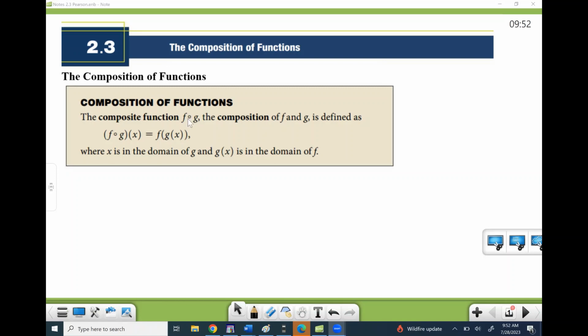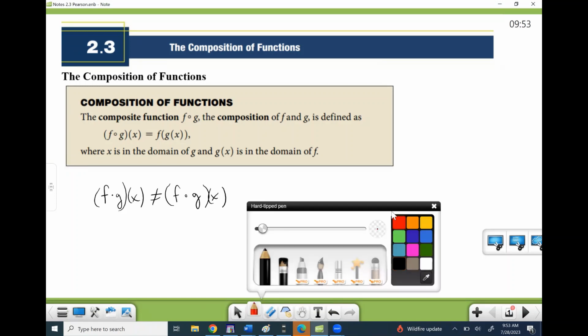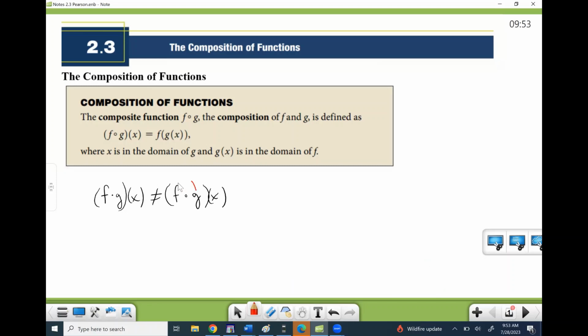First of all, make sure you see the difference between this, which we've seen in the past, and now this new thing with an open circle. They look really similar, but they are not the same. This one means that you are multiplying the two functions, and the one on the right means that you're going to plug g into f. Whichever function is on the right gets plugged into the one on the left. So in this case, g would get substituted into f.